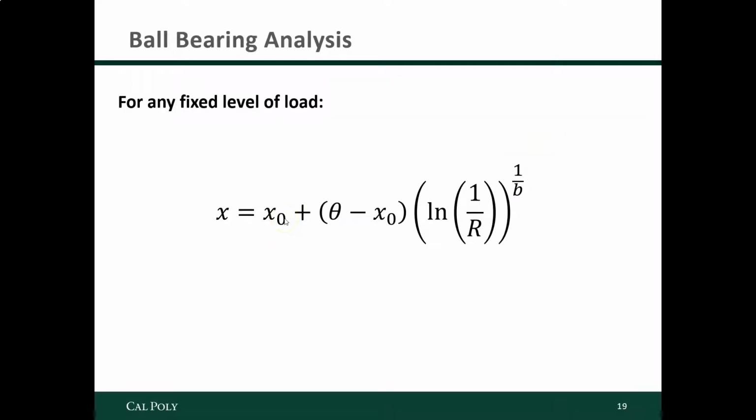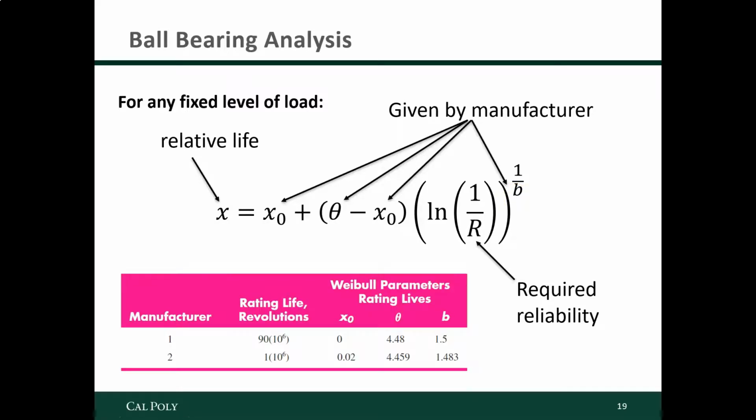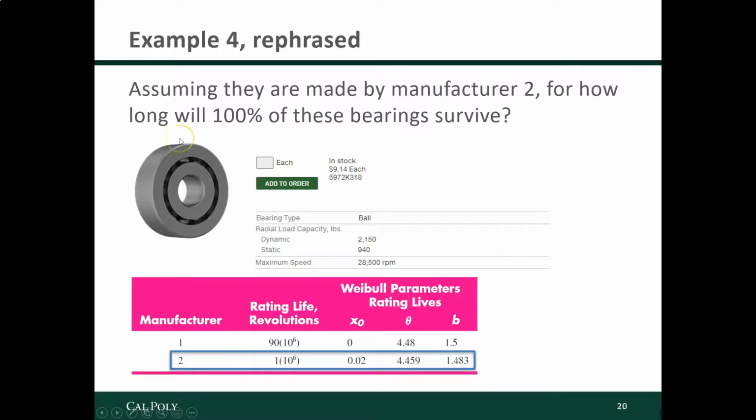And this here is equation 11-8 in the 10th edition of Shigley. What it's telling us is that the relative life, for a fixed level of load, is given by this equation, where R is the required reliability and these parameters x naught, theta, and b are given by a manufacturer. Different manufacturers give different parameters. We could plug these numbers from this manufacturer into here, and then we could figure out for that manufacturer what the relative life is. Now, we're going to assume that these bearings are made by manufacturer 2, and we're asking for how long will 100% of the bearings survive.